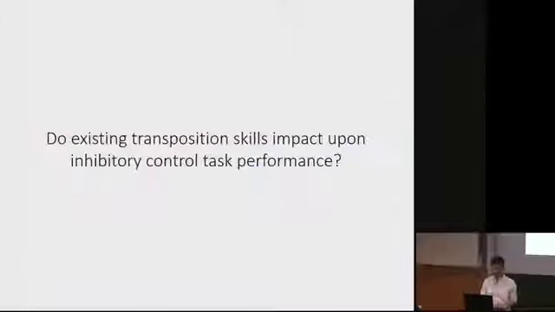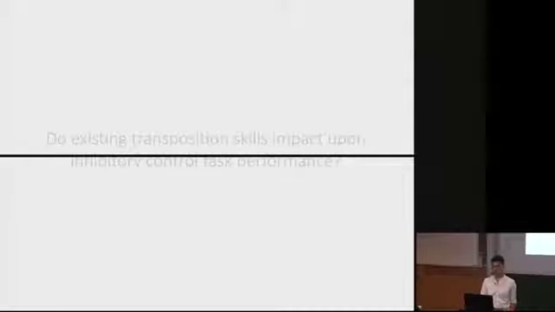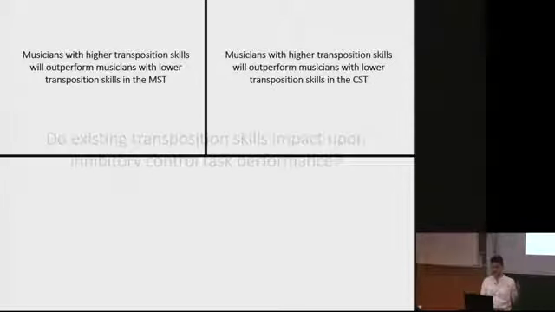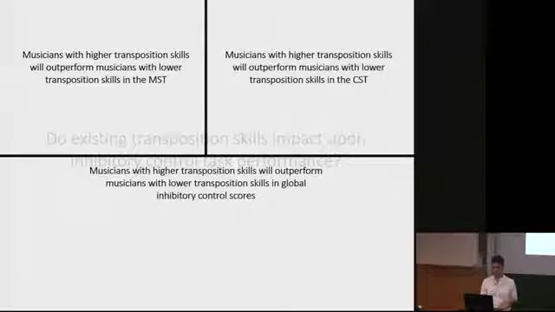Having said all of this, do existing transposition skills impact upon inhibitory control task performance? To answer this question, we raised 3 hypotheses. First of all, musicians with higher transposition skills will outperform musicians with lower transposition skills in the music Stroop task. Second, musicians with higher transposition skills will outperform musicians with lower transposition skills in the classic Stroop task. And finally, musicians with higher transposition skills will outperform musicians with lower transposition skills in global inhibitory control scores, which is a combination of the music Stroop task and the classic Stroop task scores.